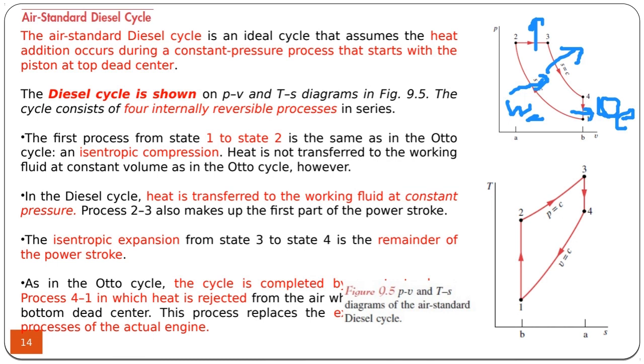And here you see the TS diagram of the diesel cycle. The compression from 1 to 2 is isentropic. Then this is the heat addition from 2 to 3. Then isentropic expansion from 3 to 4. Then heat rejection.